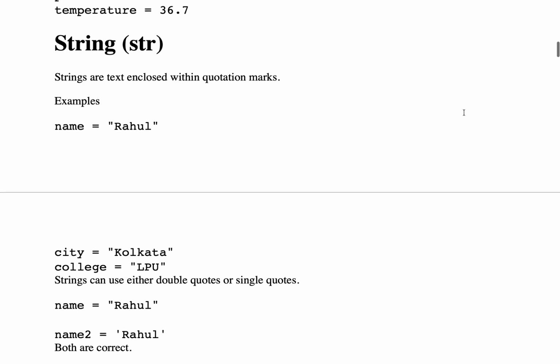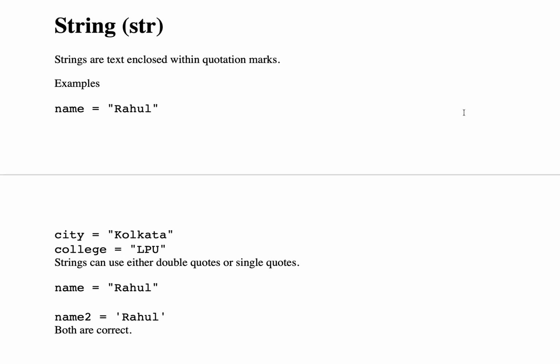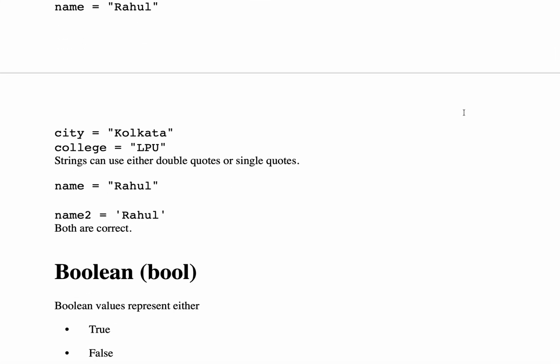Now I have string, str. So what's a string? Now let's move on to the most commonly used data type. A string is simply a collection of characters enclosed inside quotation marks. Examples: name equal to "Rahul", city equal to "Kolkata", college equal to "LPU". Strings can use either double quotes or single quotes. Strings can contain letters, numbers, symbols, and they can even contain spaces. For example, message equal to "welcome to Python programming". Everything inside the quotation marks becomes a part of the string.